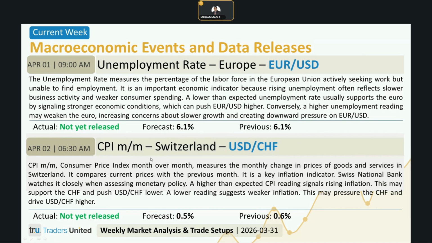Next one is the CPI, month over month related to Switzerland. So what is CPI month over month in Switzerland? CPI, also known as Consumer Price Index, month over month measures the monthly change in price of goods and services in Switzerland compared with the previous month. It is a key inflation indicator closely monitored by the Swiss National Bank when assessing monetary policy. A higher than expected CPI reading signals rising inflation, which may strengthen the Swiss franc and push the USD Swiss franc lower.